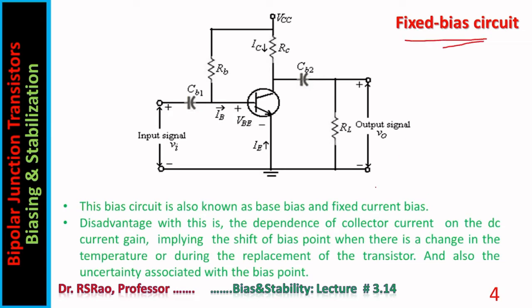A few points regarding fixed bias circuit. Here is shown fixed bias circuit. This is transistor, DC supply, voltage supply, RL is load, CB1, CB2. These are blocking capacitors or coupling capacitors. RC is collector resistance.